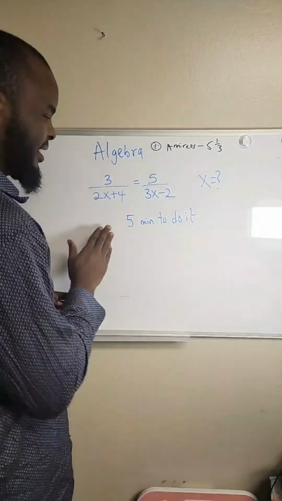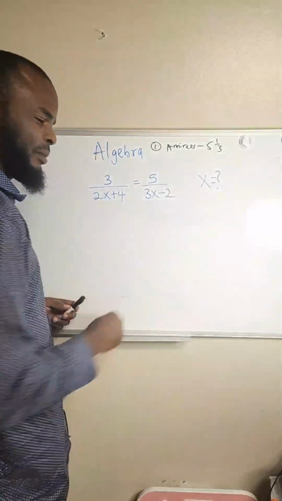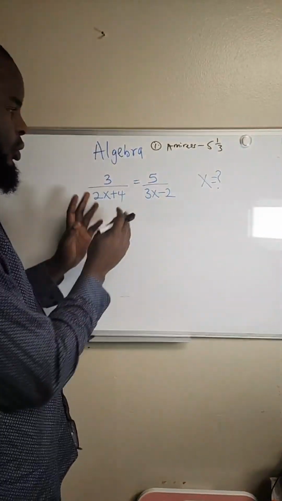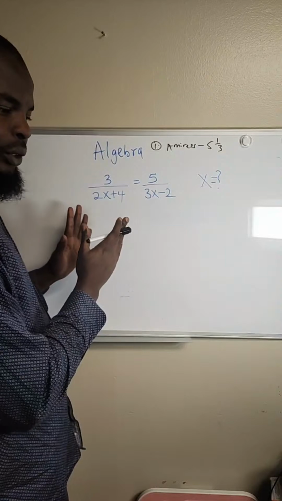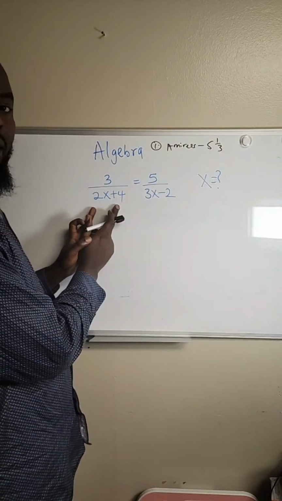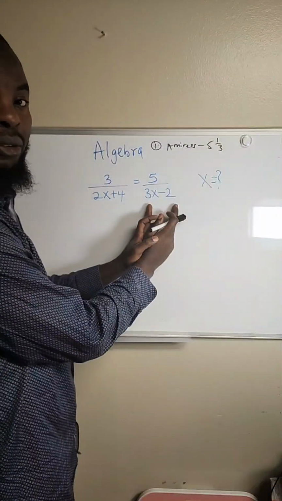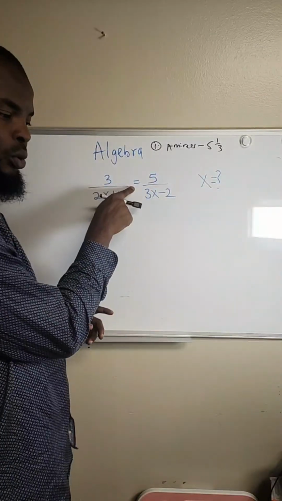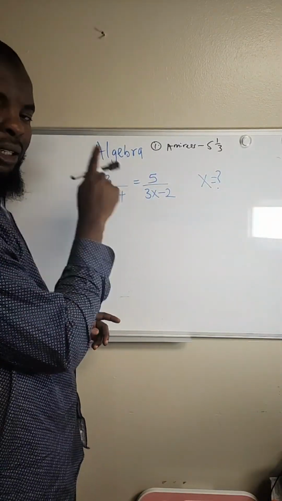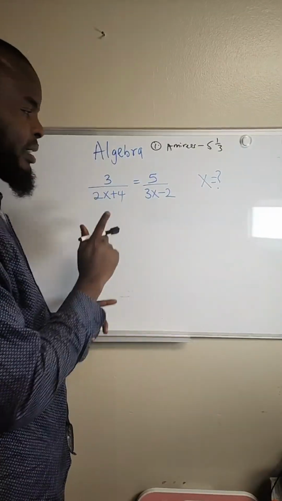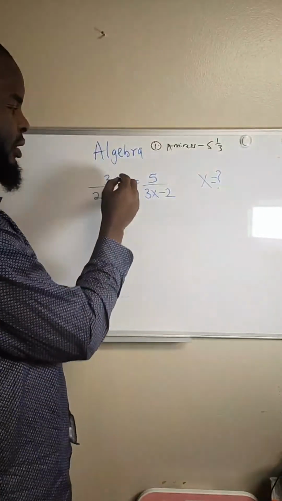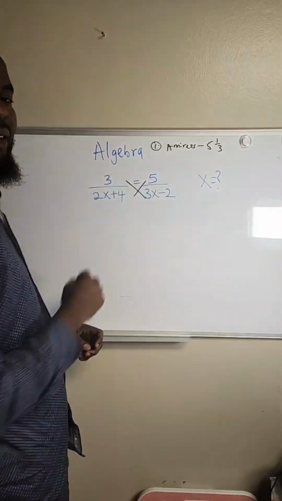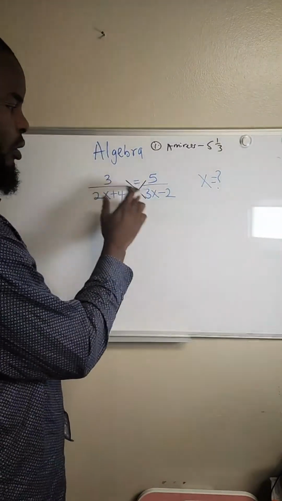So, yeah, let's start. Don't let me waste your time. Now, the first thing you do, you see, there's one rule about fractions. This is a fraction. This is another fraction. We have equals at the center. Like what I did in the previous example, you cross multiply.